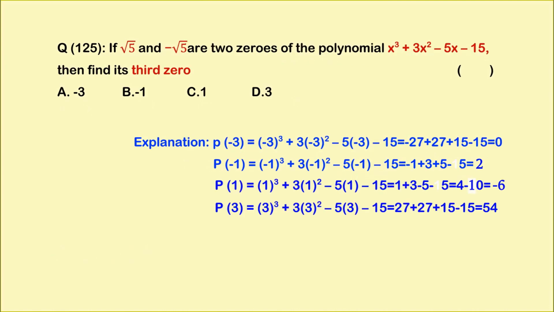Question number 125. If root 5 and minus root 5 are two zeros of the polynomial x cube plus 3x square minus 5x minus 15, then find the third zero. If you substitute the given answers in the given polynomial, p of minus 3, p of minus 1, p of 1, p of 3, we'll get p of minus 3 is equal to 0, p of minus 1 as 2, p of 1 as minus 6 and p of 3. So one of them has remainder 0. So the right answer is A, that is equal to minus 3.